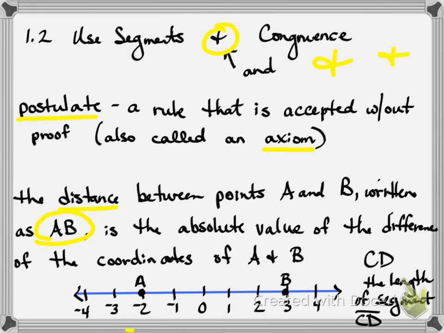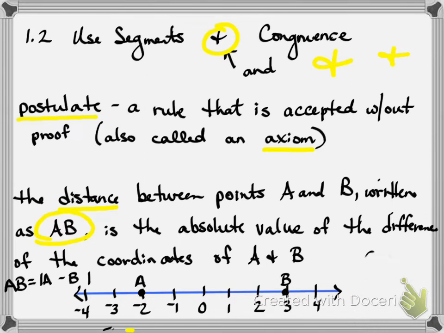So it says the distance between points A and B, written as AB, is the absolute value of the difference of the coordinates of A and B. So the length of AB is the absolute value of the difference of the coordinates of A and the coordinates of B. I'm going to erase this right here, and we're going to find the distance between A and B two different ways using this formula right here.